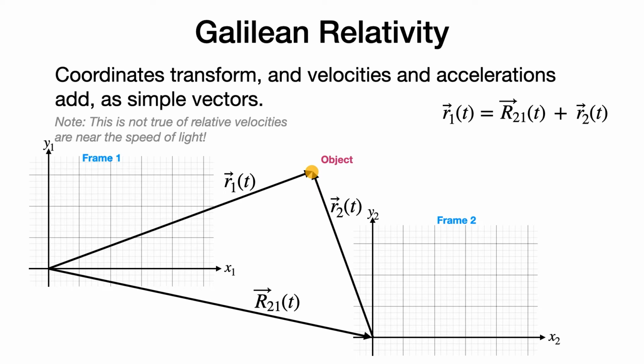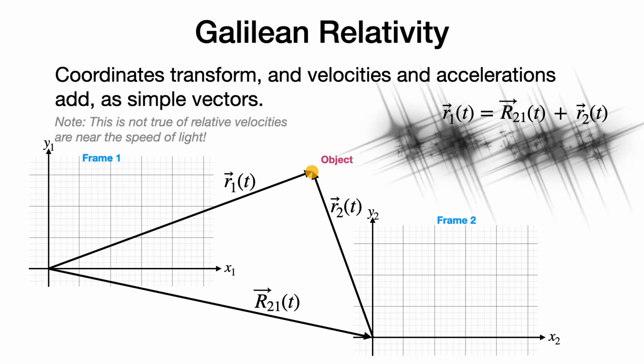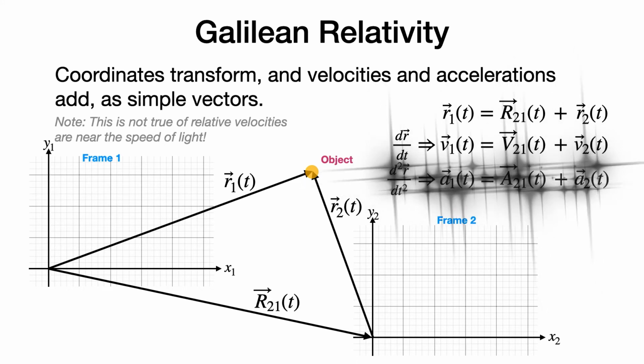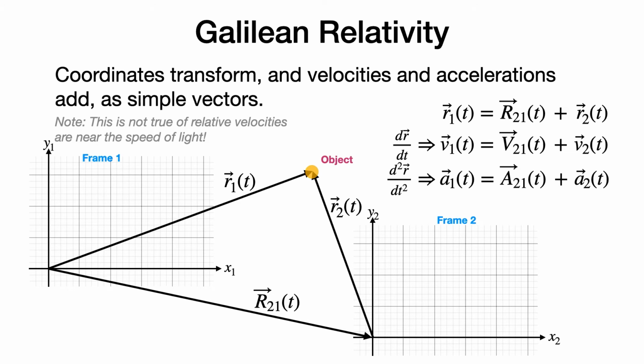If we take a time derivative of both sides of the equation, then what we find is that the velocity of an object as measured in frame 1 is equal to the relative velocity of the two frames plus the velocity of the object as measured in frame 2. And if we take another time derivative, we find that the acceleration of an object as measured in frame 1 is equal to the relative acceleration of the frames plus the acceleration of the object as measured in frame 2.